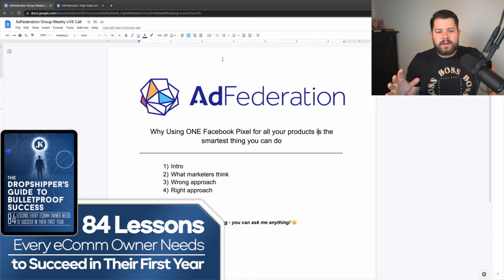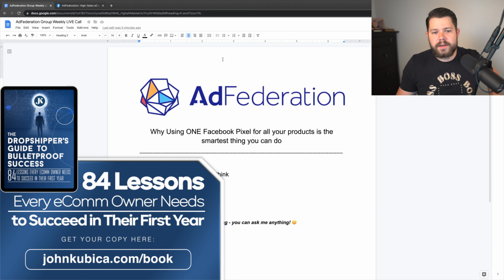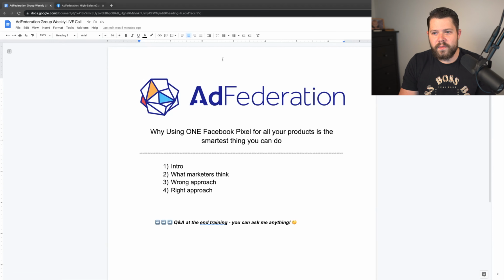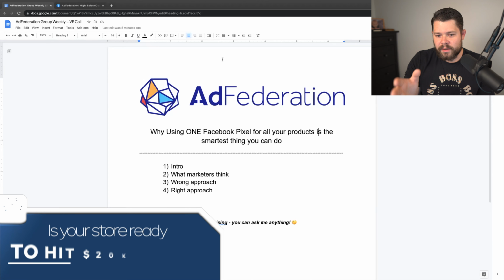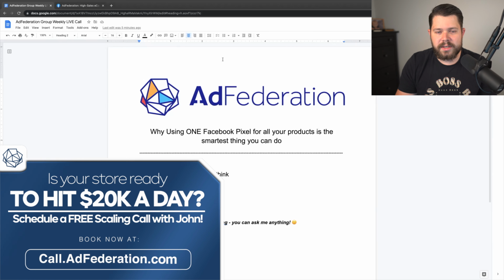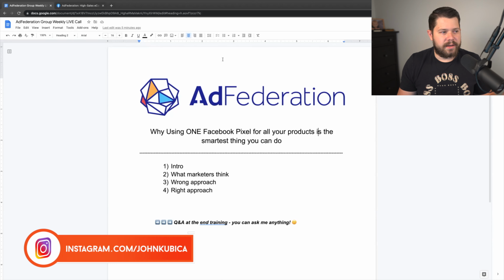Because every time I go to any group or any place full of marketers, that's usually the first thing they talk about. They always ask if they can use one pixel with multiple products, multiple niches, or if they have 7 ad accounts in one business manager, whether they can use that pixel for all 7 ad accounts.